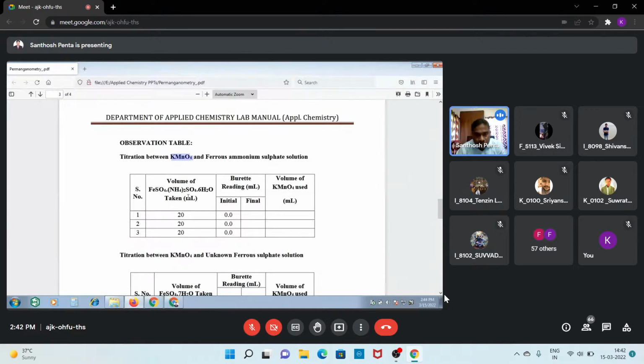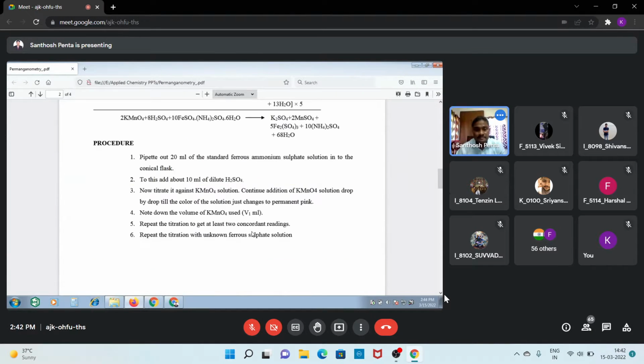How? Simply do the titration. Pipette out 20 ml of ferrous ammonium sulfate solution, then titrate against potassium permanganate solution. When the solution turns from colorless to reddish color, stop the titration. Then note the end point.